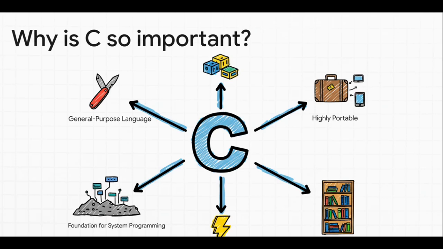For one, it's a general-purpose language, which means you can build almost anything with it. It's also super portable, so you can write code once and run it on different computers without a ton of hassle. And, of course, it is famously incredibly fast and efficient. This combo made it the absolute perfect choice for what we call system programming, building the actual operating systems and compilers that everything else relies on.